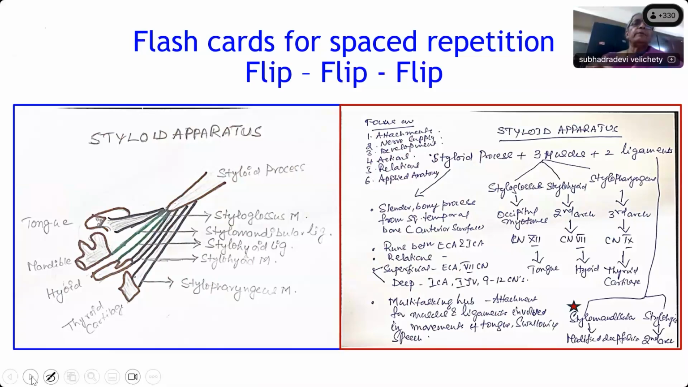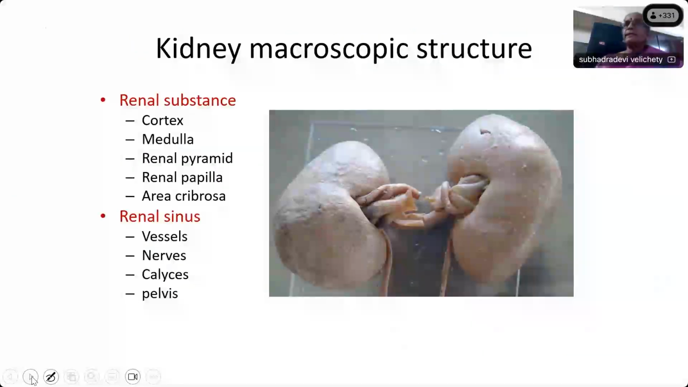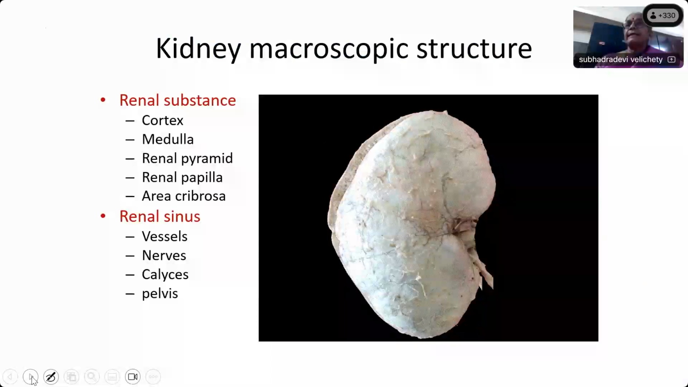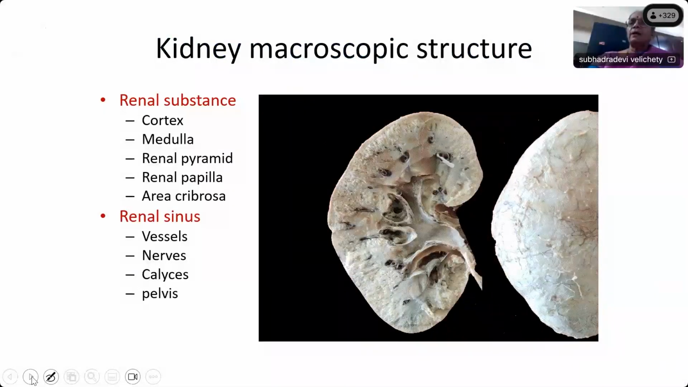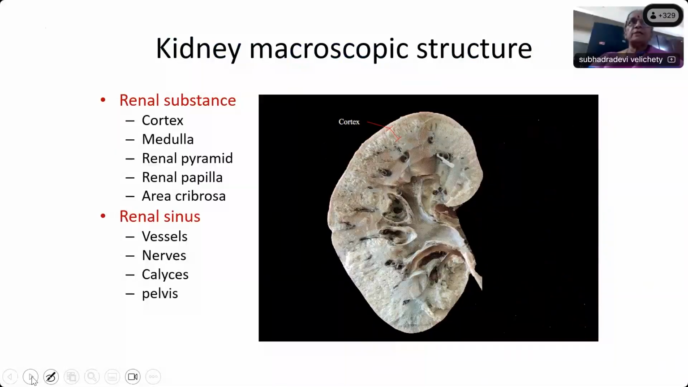I have noted what points I have noted. And another thing is the macroscopic structure of kidney. Within the substance, how it will be. These are the kidneys you study, and if they make a cut section of it, what is inside it. So this will be useful for you. Don't think it is only for anatomy. It's useful for understanding your physiology also.